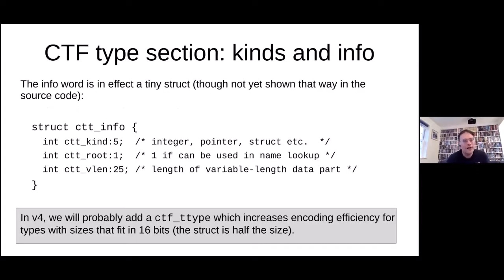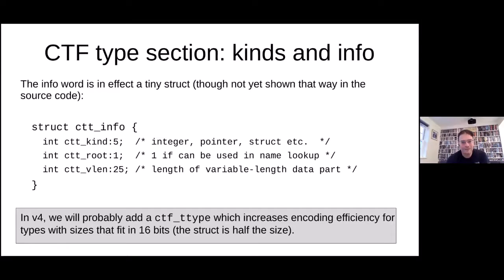The info word is crucial. It's got three entries in it at the moment. This is probably going to change in V4. The kind of thing: is it an integer, is it a pointer, is it a struct? These all have different representations inside CTF. Is it visible to users? Some types aren't. Sometimes you can't look up a type by name. It's very rare, but it can happen. If types have root turned off, you can have duplicates with the same name and they don't conflict. And VLEN is the remaining length of this entry, the distance to the next array element. It's not the size of the type, it's the size of the description of the type.